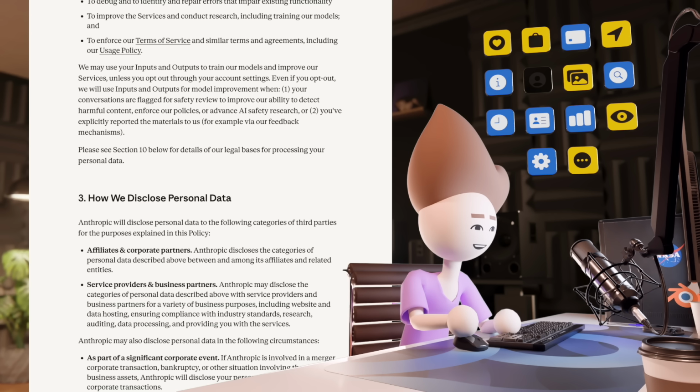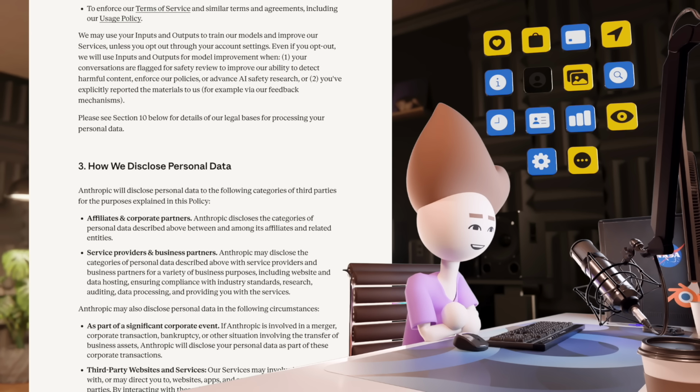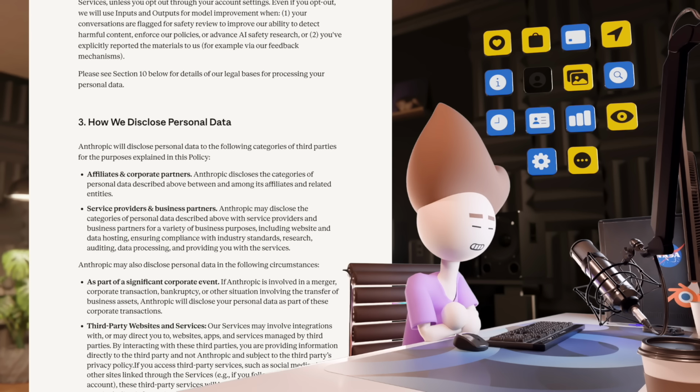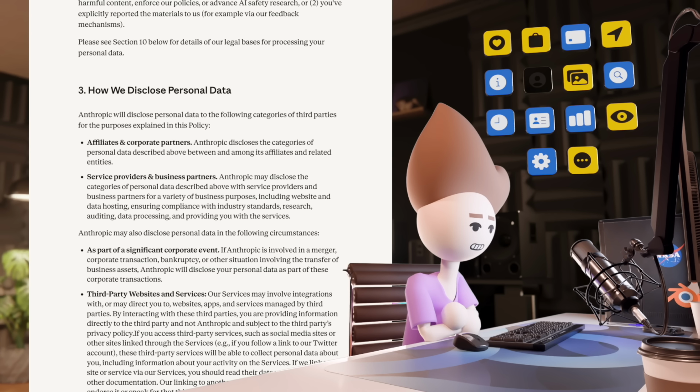How we disclose personal data. Anthropic will disclose personal data to the following categories of third parties for the purposes explained in this policy: affiliates and corporate partners. Anthropic discloses the categories of personal data described above between and among its affiliates and related entities. Service providers and business partners.